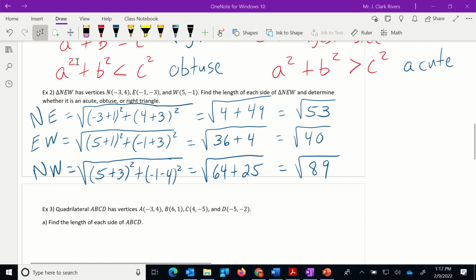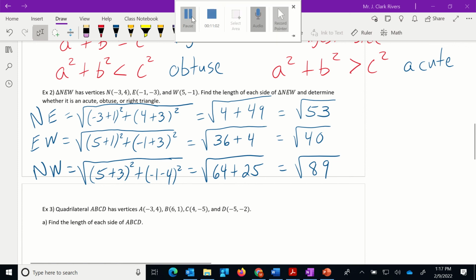All right, so on example 2, we find the length of each side of this triangle. NE is the square root of 53. Can't simplify that. EW is the square root of 40. We could simplify that, but we're not going to. You'll see why in a second. NW is the square root of 89. So here's my supporting work for that. So if you need that, there it is.